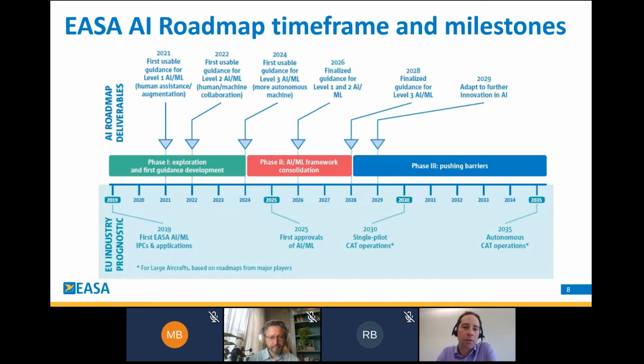After, we will enter a phase 2 of consolidation, meaning more formal rulemaking. But because of phase 1, we will probably have a very efficient way of dealing with the rulemaking, and so a rapid capability to deploy guidance and means of compliance within our regulatory framework. And we have foreseen, not yet completely planned in detail, a phase 3 for pushing barriers, because of course the AI and machine learning field of research is extremely dynamic, as Jesus could also show, and this is something we need at some point to adapt to. So that's an overview of the roadmap.